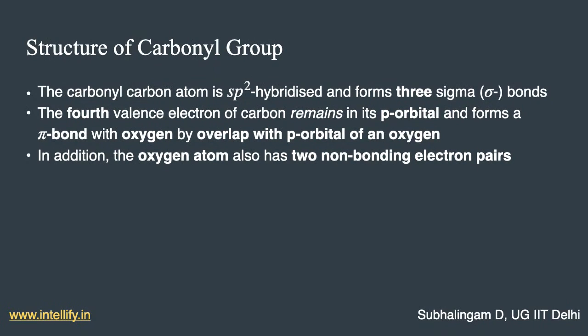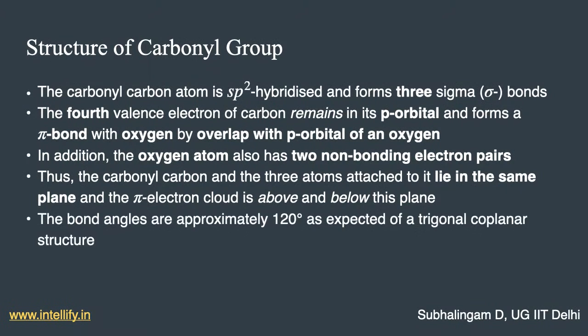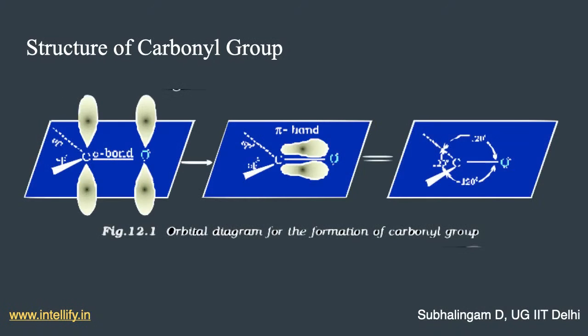In addition, the oxygen atom also has two non-bonding electron pairs. Thus, the carbonyl carbon and the three atoms attached to it lie in the same plane, and the pi electron cloud is above and below the plane. The bond angles are approximately 120 degrees as expected of a trigonal coplanar structure. Now we will see how it looks on the plane. So this is how it looks. It's exactly the figure 12.1 from the book.